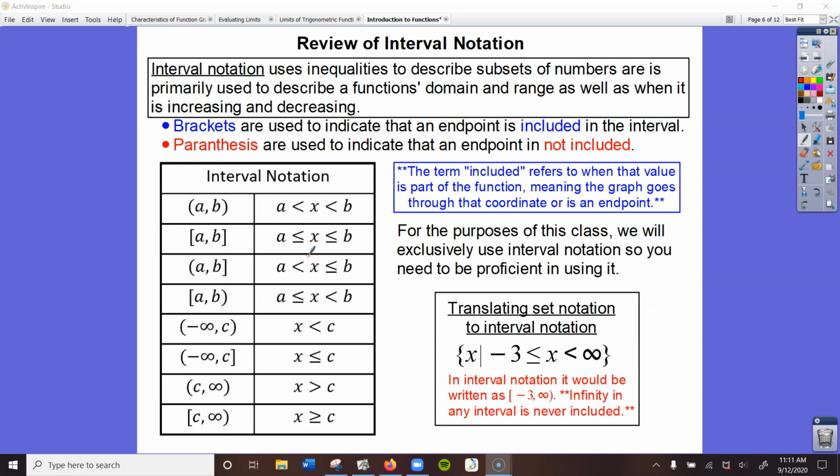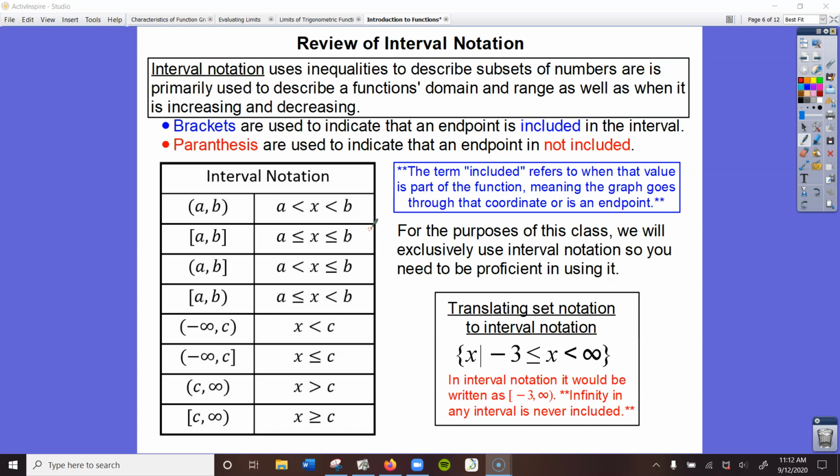Now we're going to go ahead and review how to find domain and range of a function. When we are writing the domain and range, we are going to be using exclusively interval notation. Now in Algebra 2, we use both set and interval notation. Set notation includes inequalities, and then we use inequalities to translate to interval notation. Now, even though we are not going to be using set notation, we still use inequalities to help us find domain. So therefore, it's important to know how to translate inequality into interval notation.